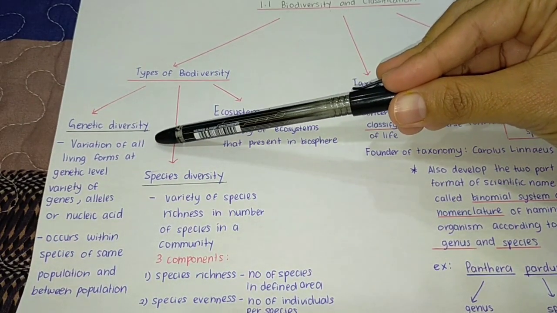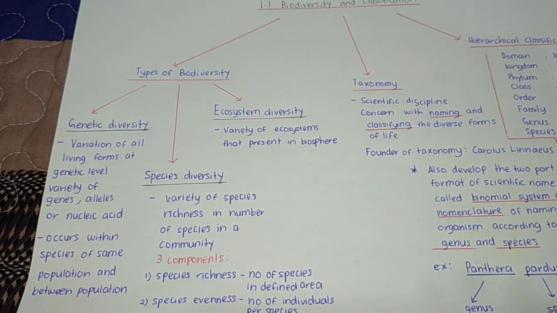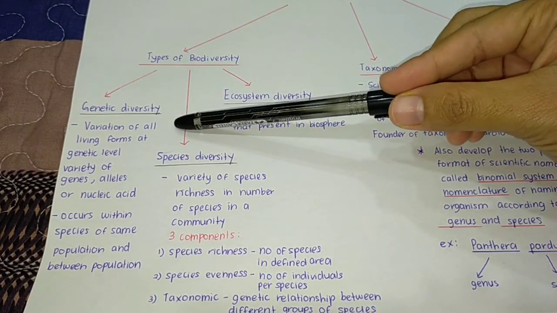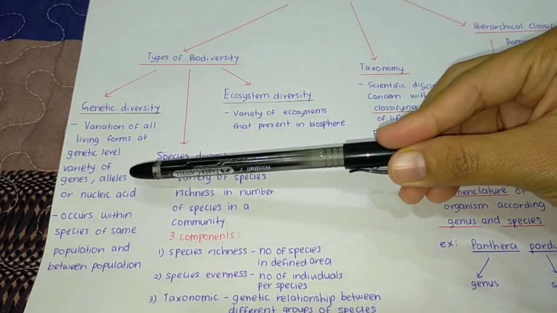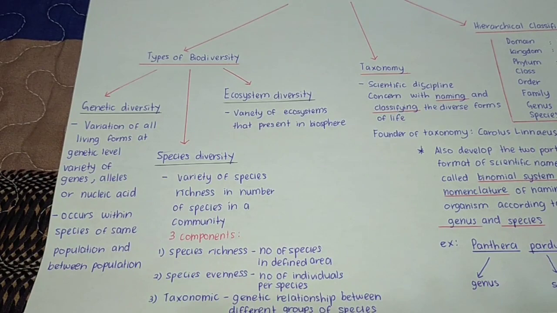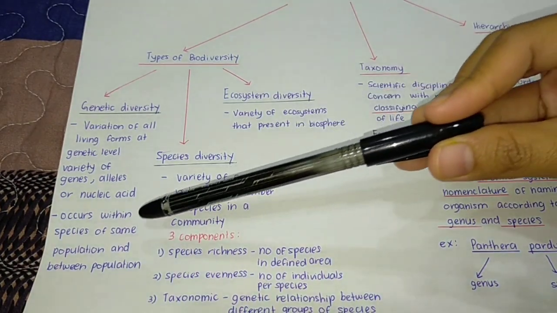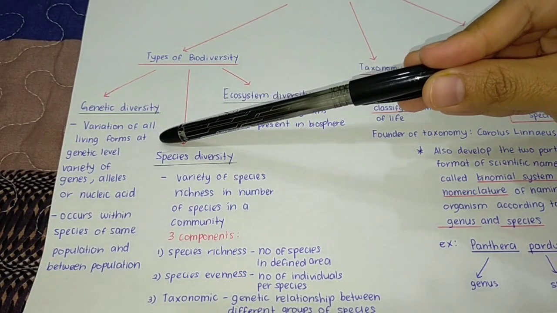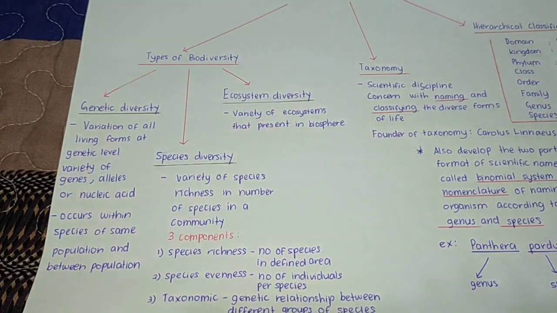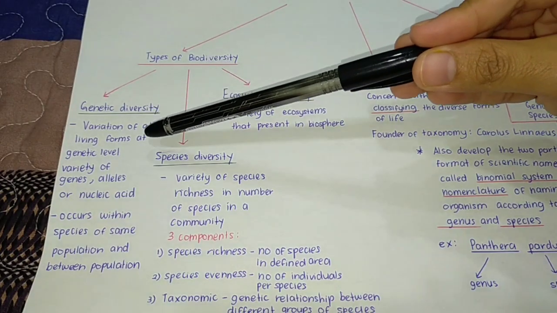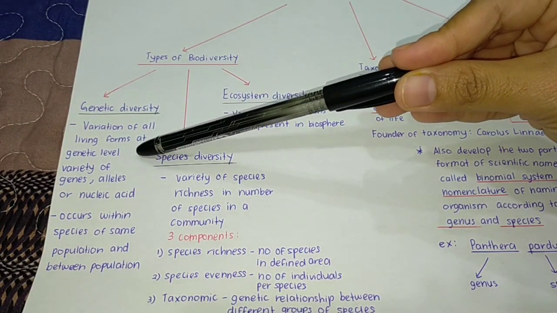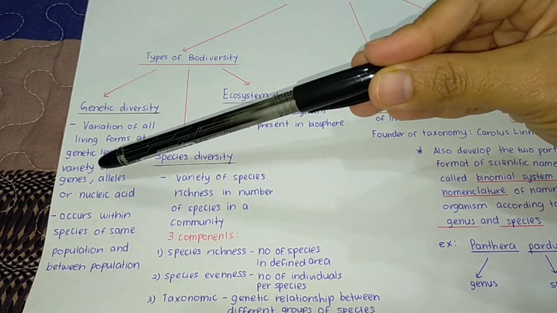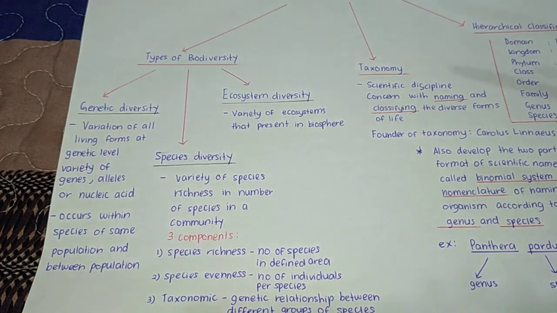Okay, so what is genetic diversity? So we go through one by one. So genetic diversity means variation of all living forms at genetic level, variety of genes, alleles or nucleic acid. Okay, and then it will occur within the species of same population and between population. Okay, so kalau kita overview secara ringkas, genetic diversity is more on variation that involve the genes of the living organism. Okay, sama ada dia berlaku variety or kepelbagaian dari bentuk genes, allele ataupun nucleic acid.